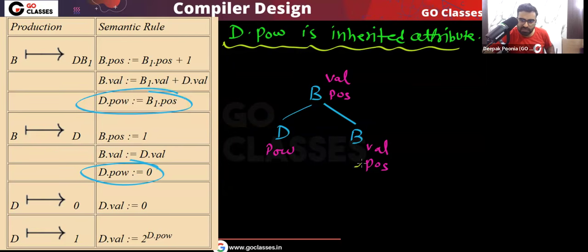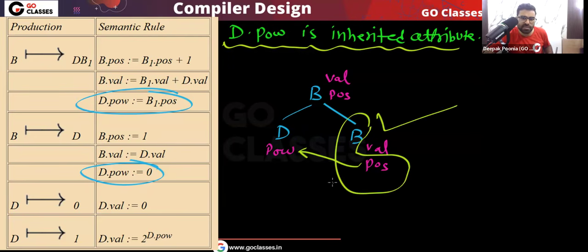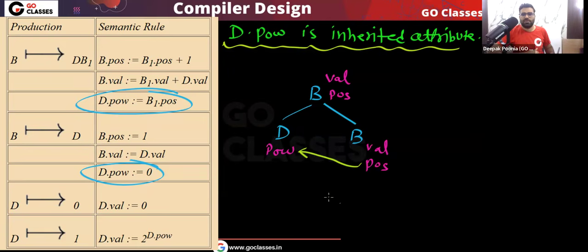So remember, this value will pass to this. Yes or no? The information is passing from sibling right to left. Is this clear? I hope you understood this point. It means first you calculate B dot POS, then you can calculate D dot POW. Is this point clear to everyone? Very simple. You can see the information is passing from sibling right to left. I hope this point is clear.